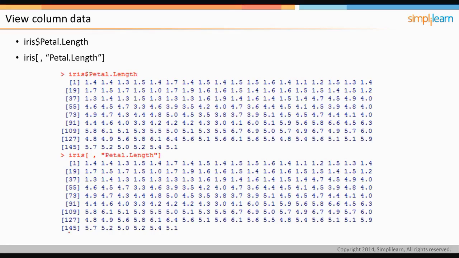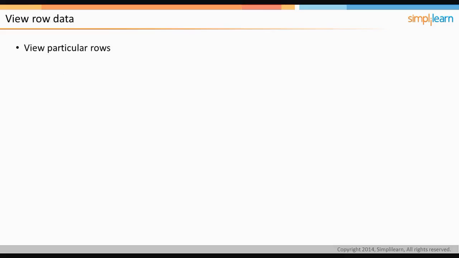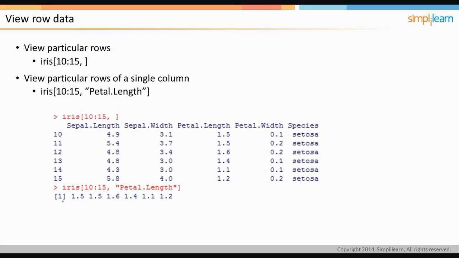In the next slide, we will discuss viewing row-wise data. Similar to columns, data of particular rows can also be viewed using the square brackets. The format is dataset name of row numbers, comma, space, to display all columns, or dataset name of row numbers, comma, column name or numbers, to display particular rows of particular columns. You can see the screenshot for the subsets using square brackets on the iris dataset. Also note, if a single column or row is displayed, the output is in default vector form.